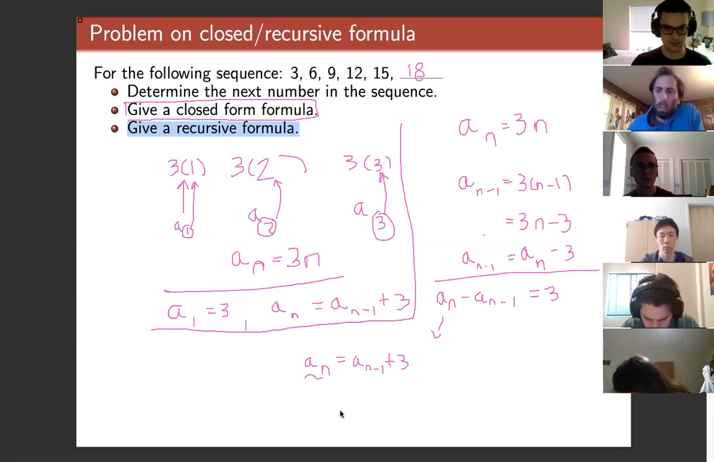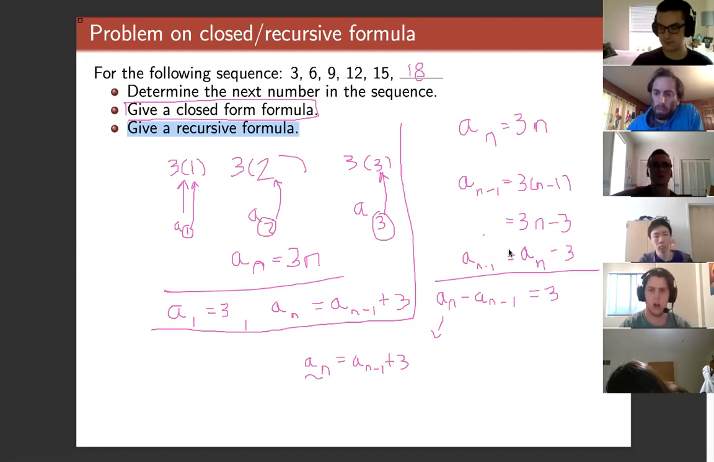Oh, okay. Yeah. There are some questions in the chat, so let's take a look at those. Do you recommend normally starting with closed formula, then trying for recursive? In some cases, I found myself able to figure out recursive, but not closed.